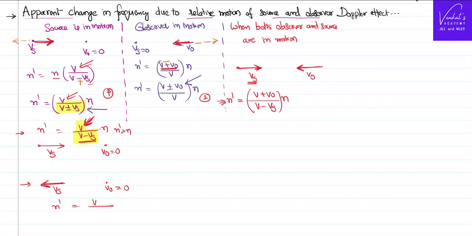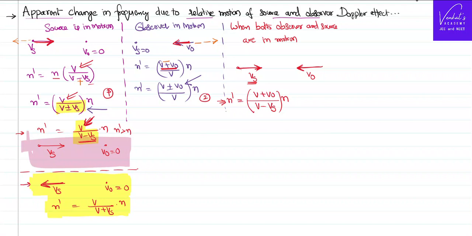As the apparent frequency is less, the denominator has to be more: V plus Vs into N. This is like waiting in a railway station for a train. When the train is coming towards you, the horn appears to increase in frequency. And when the train is going away from the station, you, the observer waiting on the platform, notice that the frequency of the sound appears to decrease.